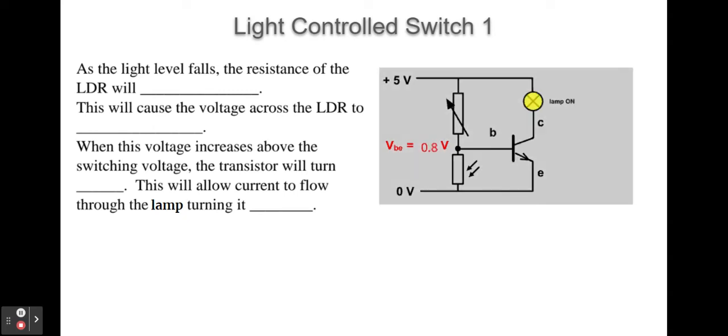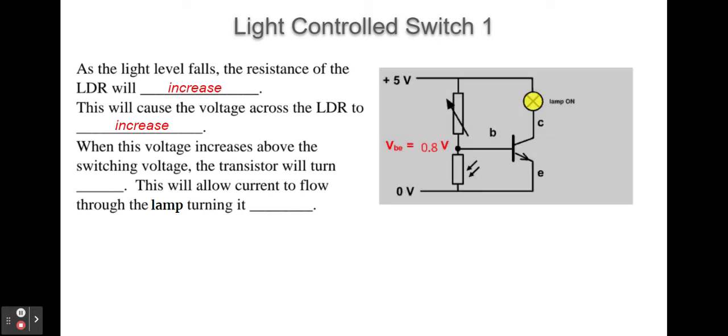Now, there are 4 different circuits that we need to be aware of. This one here is the first one. It's a light-controlled switch. And here, as the light level falls, the resistance of the LDR will increase. That's going to cause the voltage across the LDR to increase as well. Because remember, the ratio of the voltages in a potential divider are equal to the ratio of the resistances in a potential divider.